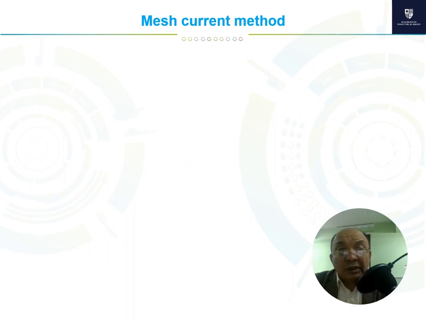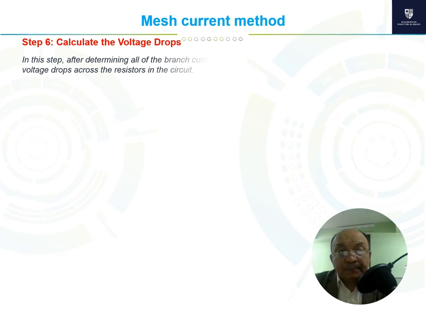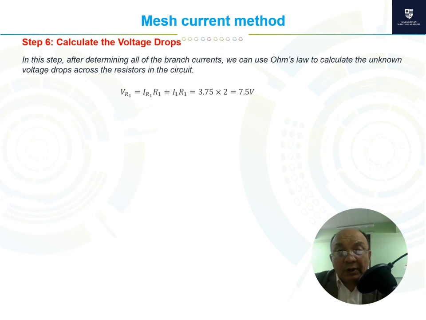And step number six, in this step we calculate the voltage drop. So in this step, after determining all branch currents, we can use Ohm's law to calculate the unknown voltage drops across the resistors in the circuit. So VR1 is equal to IR1 times R1, or I1 times R1. So it will be 3.75 times 2, it will be 7.5 volts.